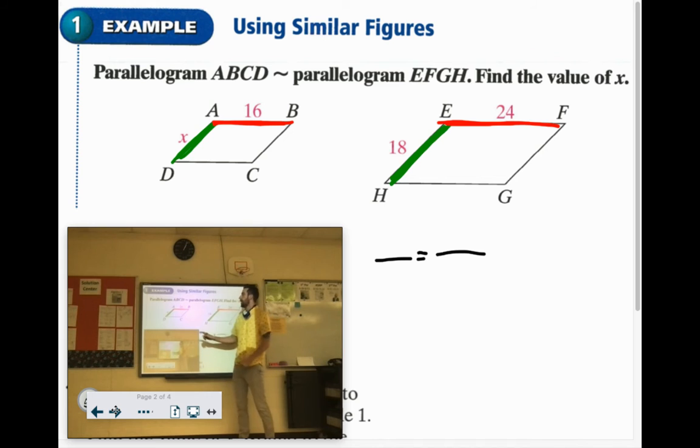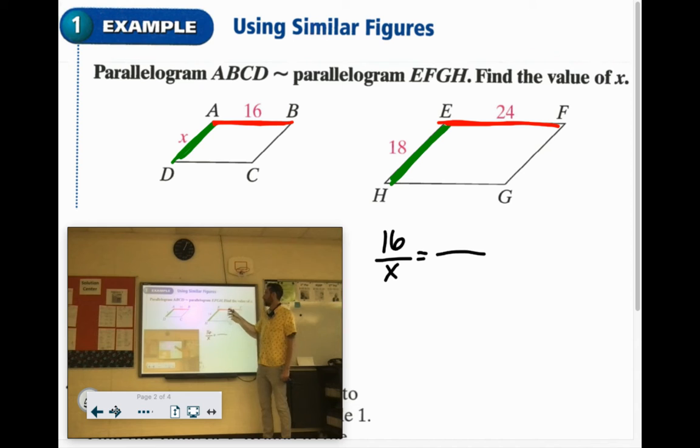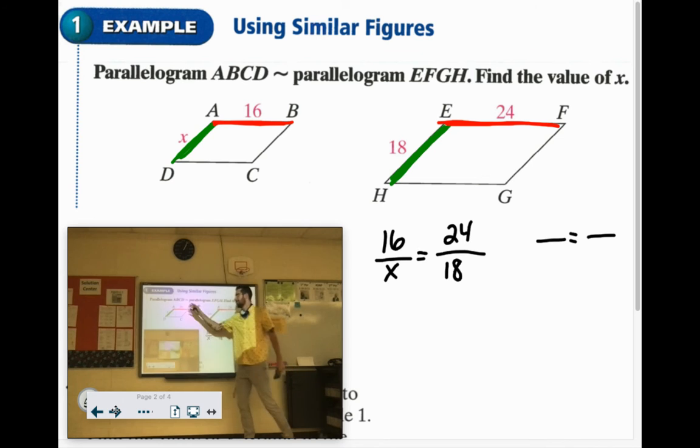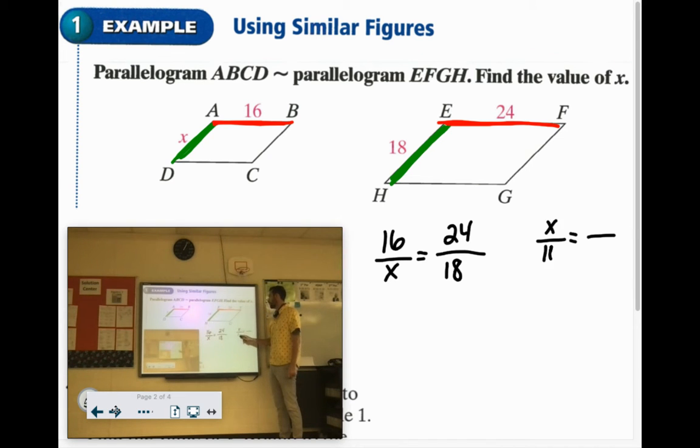So let's say I did top over left side. On my small one, that would be 16 over x. So I did top over left side. We'd have to do the same thing with the other fraction. Top over left side, 24 over 18. That is one perfect way to set it up. Another way, let's say we did left side over top. So we'd say x over 16, and then here left side over top would be 18 over 24.